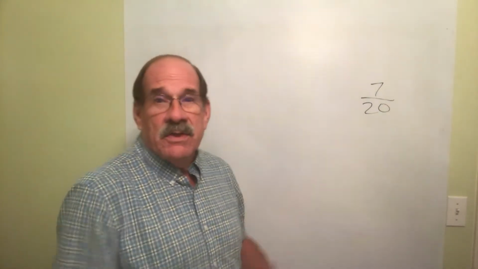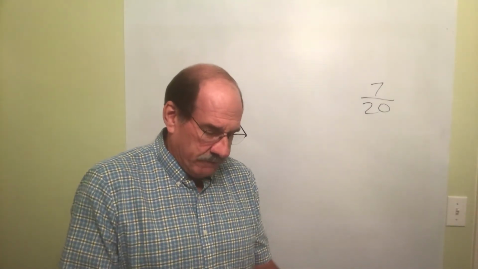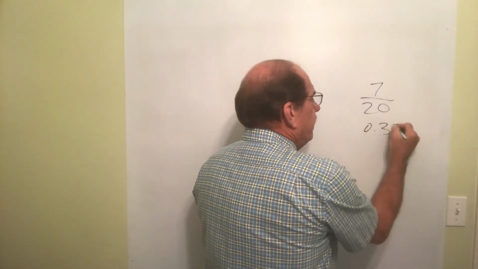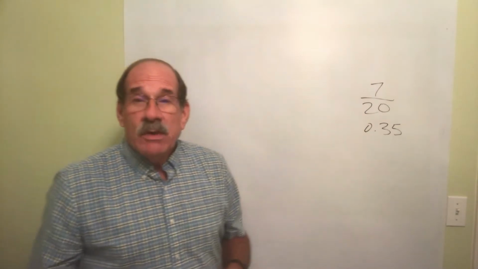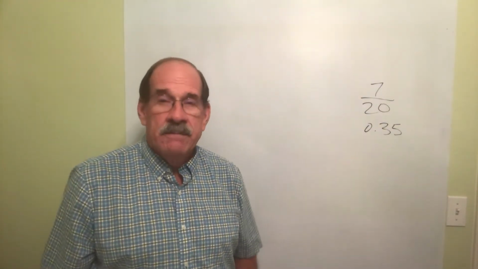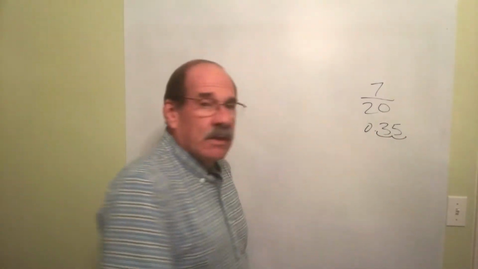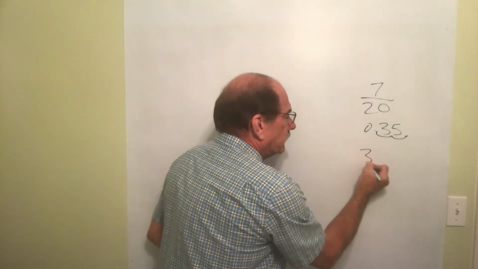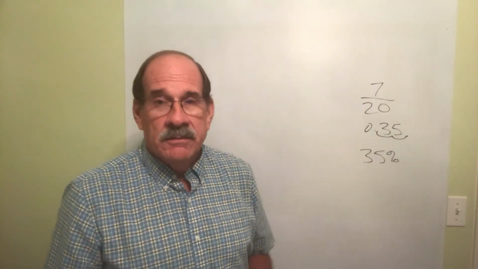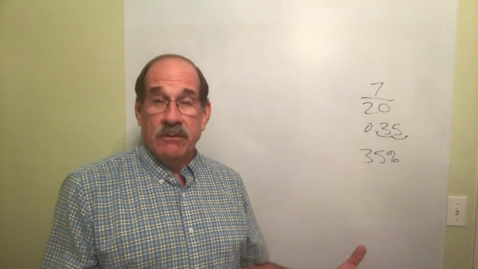We've already done this. 7/20. Okay, take 7 divided by 20. And the answer is 0.35. 0.35 is the decimal equivalent to 7/20. Well, now let's convert that into a percentage. You move the dot 2 places to the right. 1, 2. So the dot ends up right there. 35% of the class made A's. That's all you're doing.